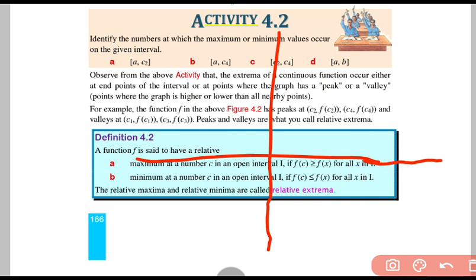This is the function. Okay, this function is open. This is also continuous. This is also open.